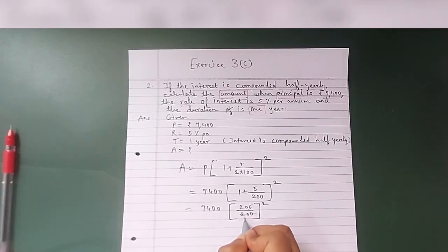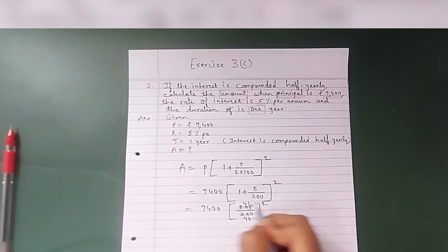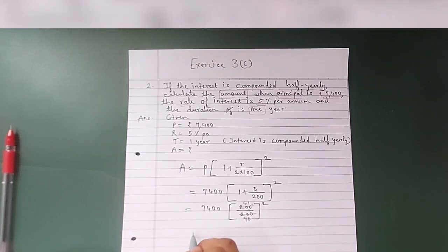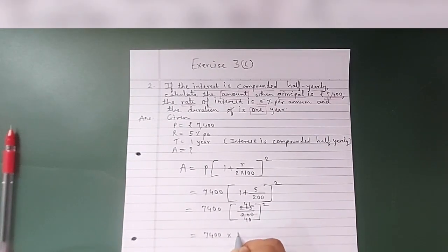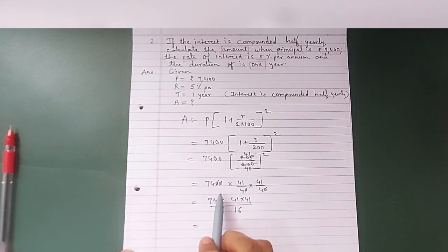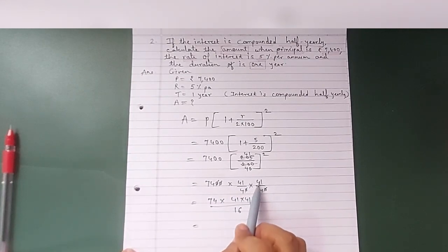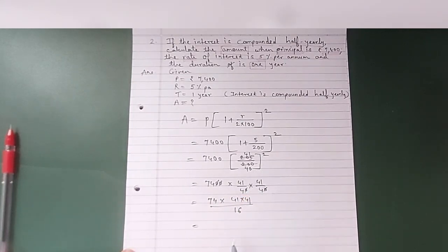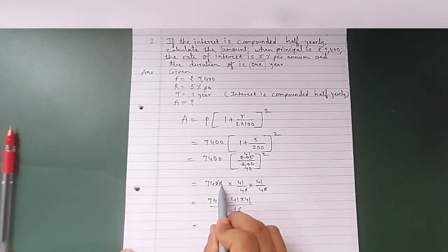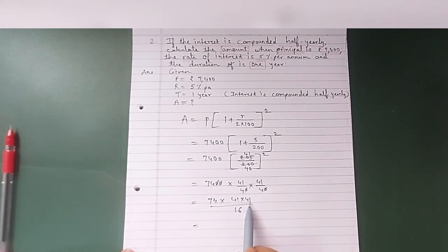Then here what will come? 5 4s are 20 and then 0. 5 4s are 20 and 5 1s are 5. Clear? So now here what we will write? 7,400 multiplied by 41 upon 40 into 41 upon 40. I'm telling you 7,400 into 41 upon 40 into 41 upon 40 came because here 2 is there. So now this 0 and this 0 will be cancelled, this 0 and this 0 will be cancelled. So what is left? 74 into 41 upon 16. How it came? 4 4s are 16.